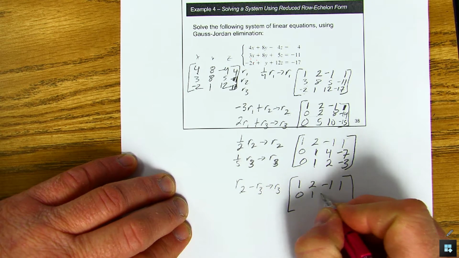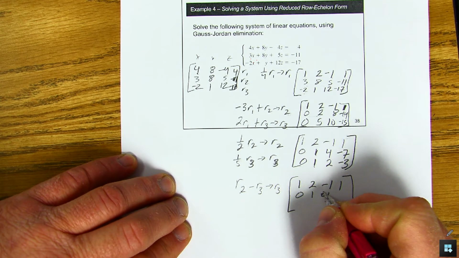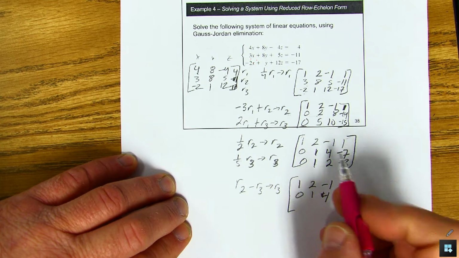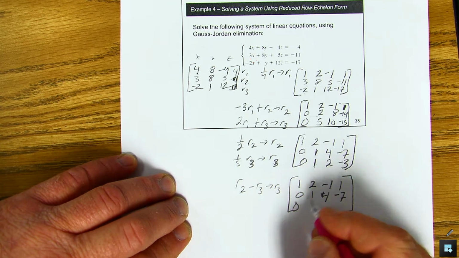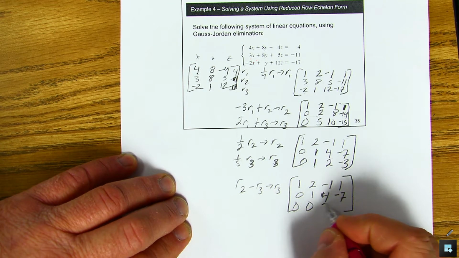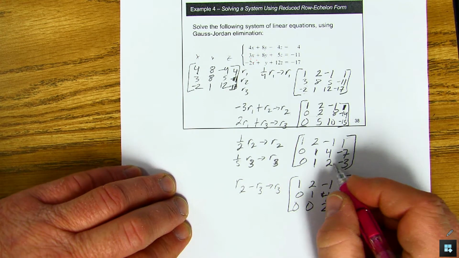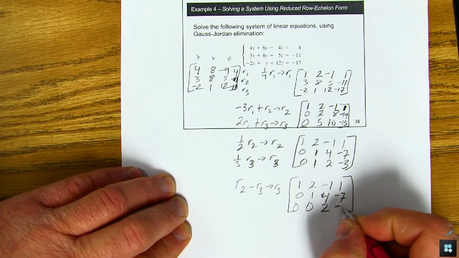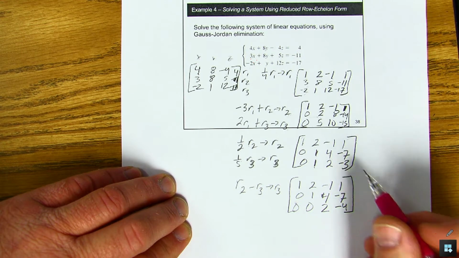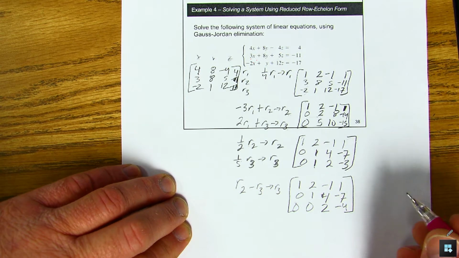1, 2, -1, 1. Row 2 doesn't change. 0, 1, 4, -7. 0 minus 0 is 0. 1 minus 1 is 0. 4 minus 2 is 2. -7 minus a -3 is a -4, because -7 minus -3 would be -7 plus 3.